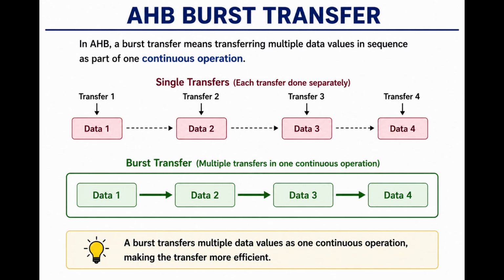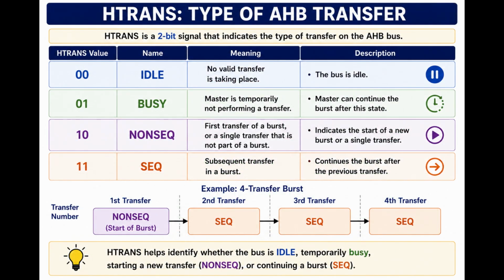For example, instead of treating four data transfers as completely separate operations, AHB can transfer data 1, data 2, data 3 and data 4 as a part of bursts. This allows multiple transfers to be performed continuously and efficiently. Now let's understand one more signal, HTRANS, which indicates the type of transfer on the AHB bus.